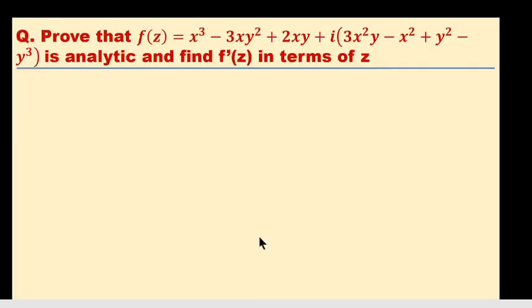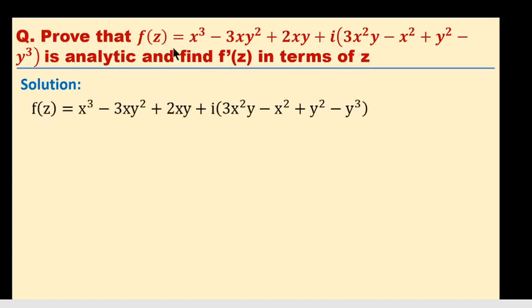Let's see a problem of this type. Prove that f of z equal to x cube minus 3xy square plus 2xy plus i into 3x square y minus x square plus y square minus y cube is analytic, and find f dash z in terms of z. Let's see the solution. The first thing we do is we write down the given function f of z. So here we have our f of z.